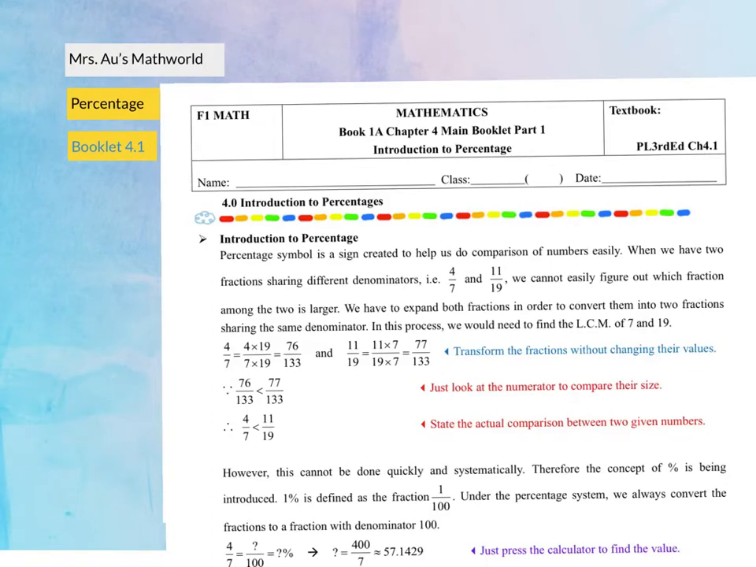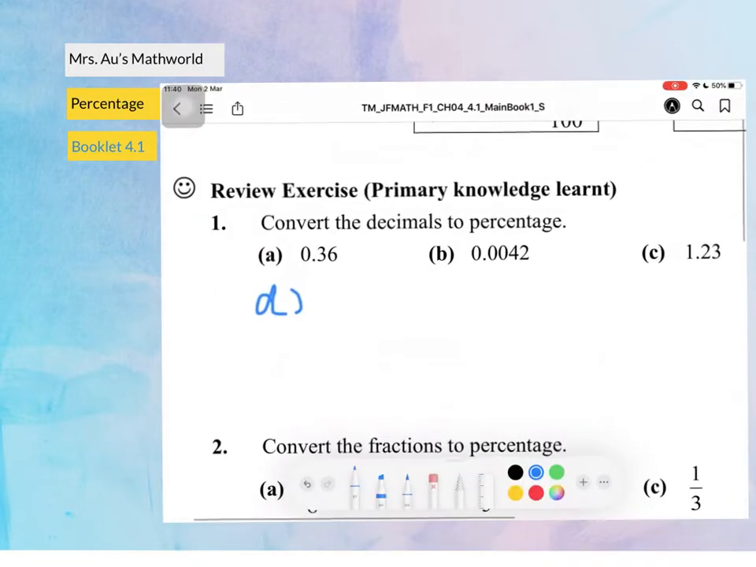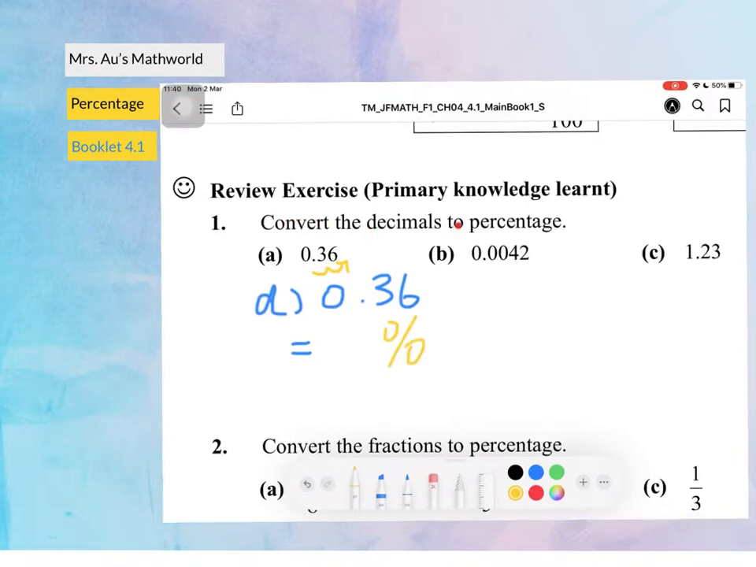Today we are going to start chapter 4, which is percentage. Please take out your main booklet part 1, and we will go to page 2. Right now we are going to have a revision on some basic calculations. This one is a revision of converting the decimal to percentage.